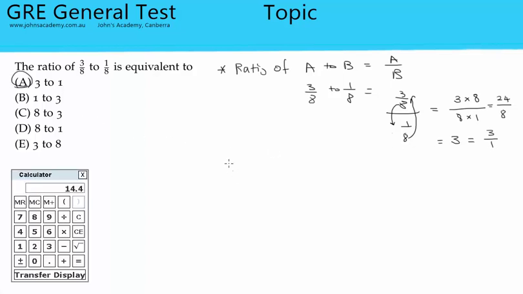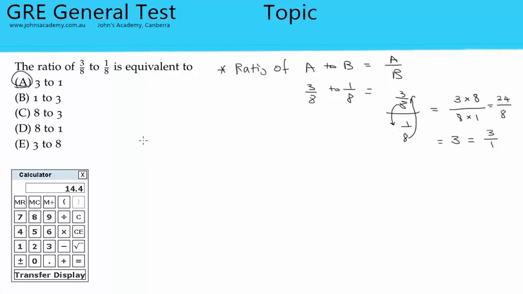But you should also be able to see that this question doesn't really require this sort of calculation over here, because it's simply 3 on 8 to 1 on 8. And you know the denominators don't really matter, because the denominators are the same. So this is essentially the same as 3 to 1.